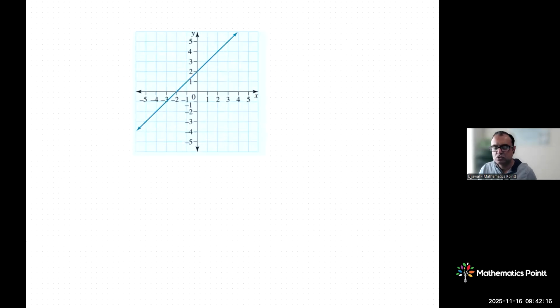Can you quickly tell me the slope and the y-intercept? Quick. Slope and the y-intercept, not the x-intercept. Right, slope equals to and y-intercept equals to. Just type once. Good. Slope is 1, y-intercept is 2.